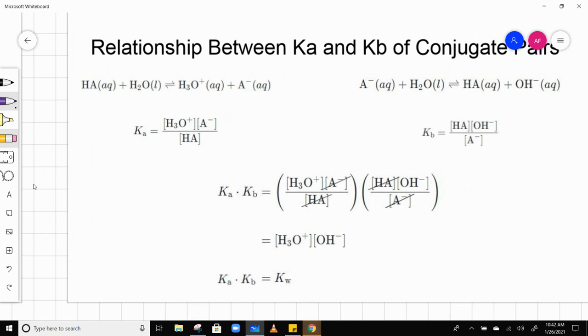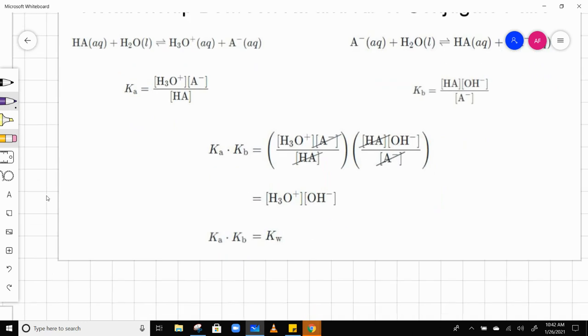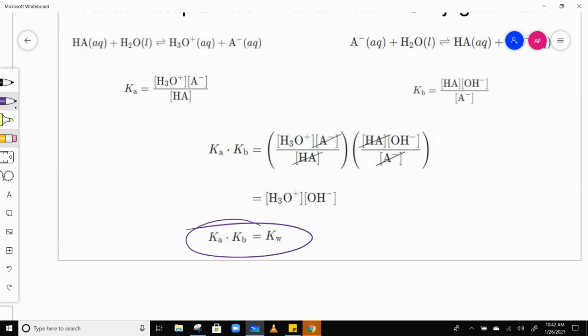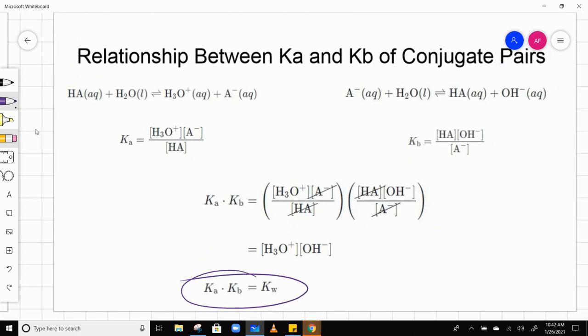Okay, so the relationship between Ka and Kb is really, really simple. It's this. This is what you really need to know right here. Ka times Kb equals Kw. I showed the work here on how to do it, just in case it helps your brain make sense of everything a little bit better. You can figure that out.